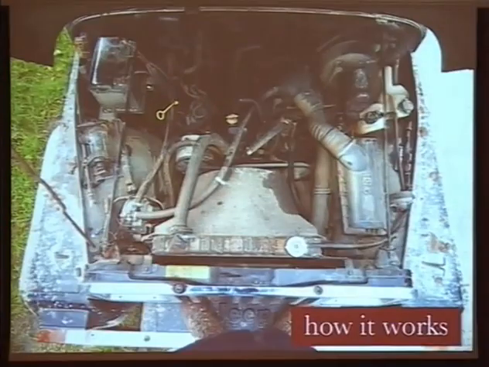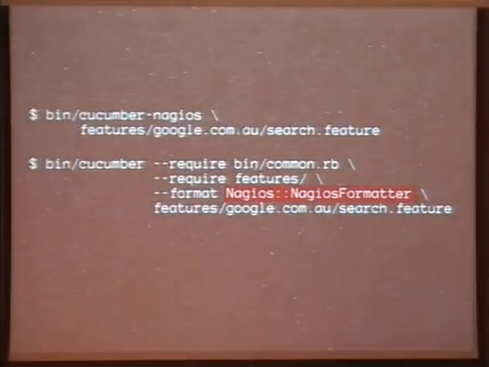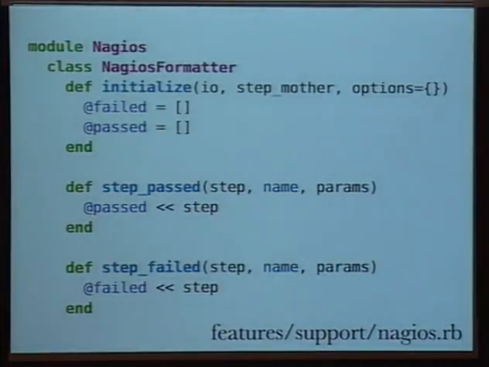So how does it actually work underneath the hood? So you call this cucumber Nagios binary, which under the hood is actually doing this command here, and the special thing is the Nagios formatter. And this is a really, really simple piece of code. In Cucumber you can create custom formatters. So we were talking about a HTML one, the plain console one. This one here, it's just outputting a single line, right?